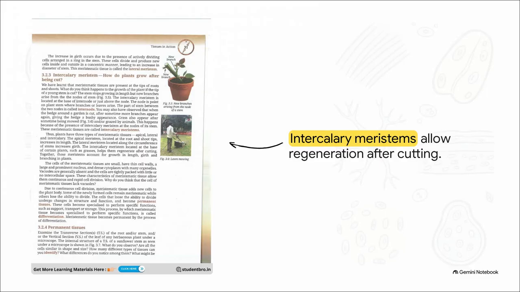The secret here lies in the specialized, actively dividing tissue called intercalary meristems, which sit right at the nodes of the plant's stems. So even if the top gets completely lopped off by your lawnmower, these meristems down at the base just rapidly divide and regenerate the plant. It's this brilliant built-in survival mechanism that's totally designed for continuous renewal.